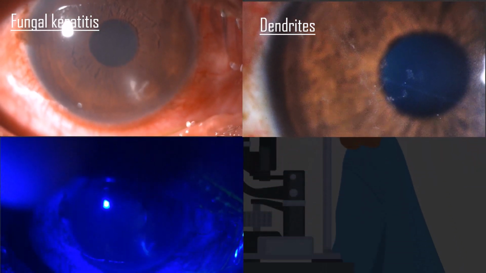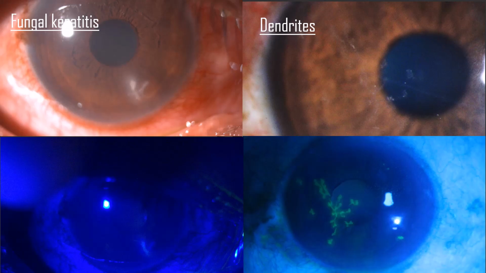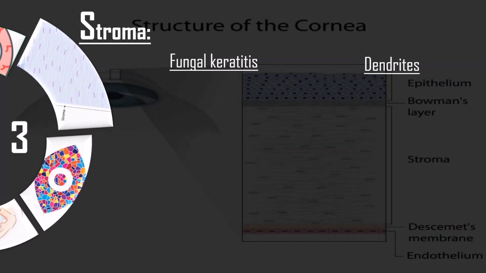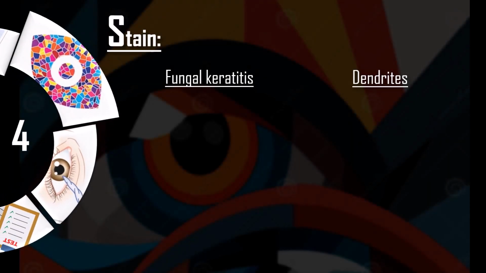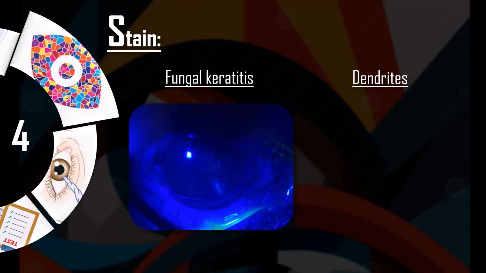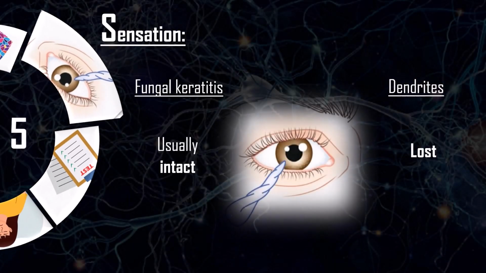Fungal pseudodendrites lack the characteristic arborizing pattern and terminal bulbs of true dendrites. Stroma. The level of lesion is stromal in fungal and epithelial in dendrites. Stain. Fungal pseudodendrites may take up stain, but it will not be of a typical dendritic pattern. Sensation. Sensations will be lost in dendritic ulcers, whereas usually intact in fungal.